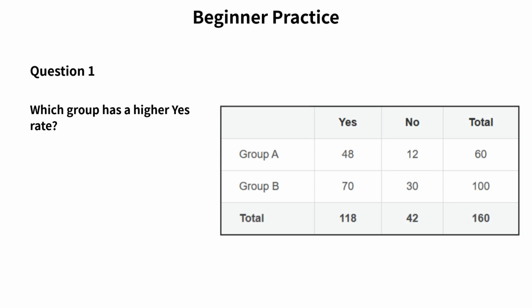Alright, let's start with our first beginner practice question. Take a look at this two-way table. The question is simple. Which group has a higher yes rate? Don't rush to the numbers yet. Before calculating anything, think carefully about what yes rate actually means. You have 60 seconds. Pause the video, study the table, and make your choice.